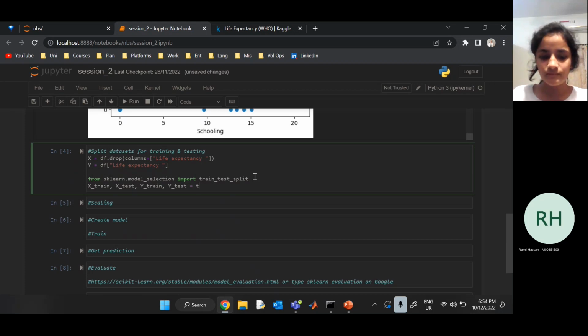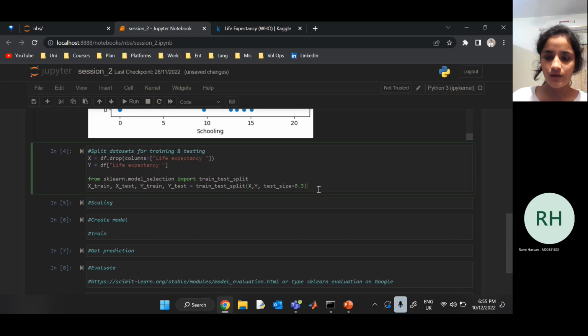So I'll call the function now, train test split, and then I'm going to give it X and Y, so it splits it for me. I also need to give one parameter called test size, which is basically how much of this data set you want for testing. I told you I have decided that I want 70% for training and 30% for testing. So here, I'm going to put 0.3. So 0.3 of that data set is for testing.